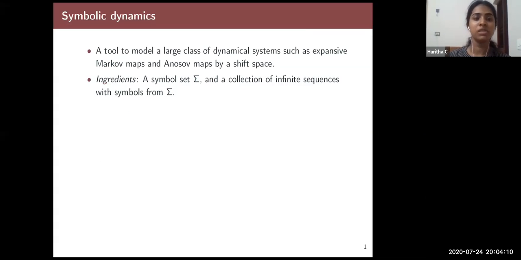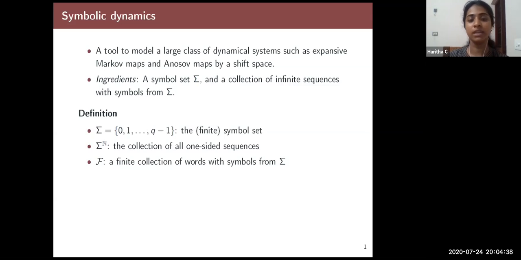So this talk comes under the area of symbolic dynamics, which is a tool to model a large class of dynamical systems, such as expansive Markov maps and Anosov maps by a shift space. So to define a shift space, the ingredients required are a symbol set sigma, which can be finite or infinite, and a collection of infinite sequences with symbols from this symbol set.